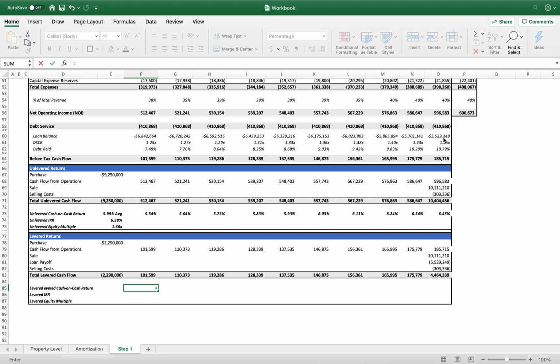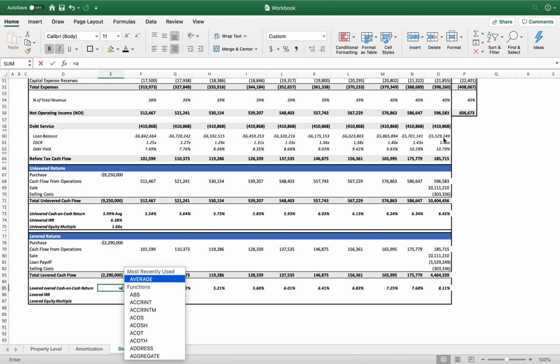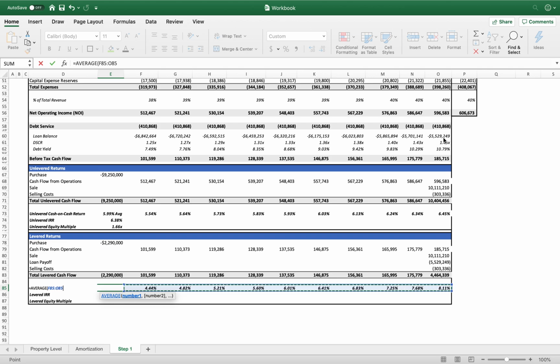Cash on cash in this example is going to be cash flow from operations divided by a negative equity in. We're going to lock that cell. Average of the cash on cash.